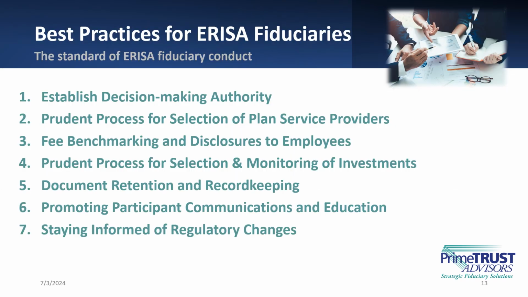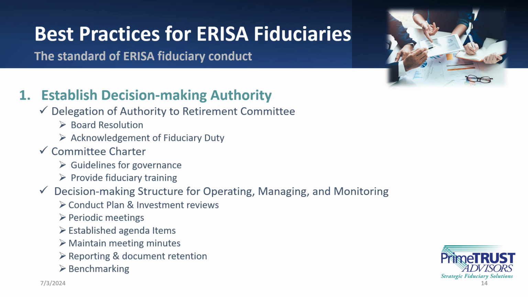I'll give you a second to look at this list, but we're getting ready to go over all 7 of these one at a time. All right, number 1, establish and delegate decision-making authority to a retirement plan committee. Create a governance structure and bylaws, provide fiduciary training, hold periodic meetings for managing and monitoring the plan service providers, for monitoring investment performance, and the reasonableness of fees and tracking legislative and regulatory changes.